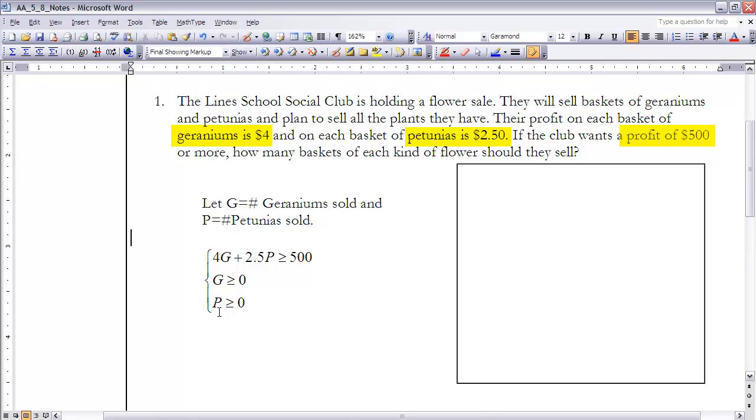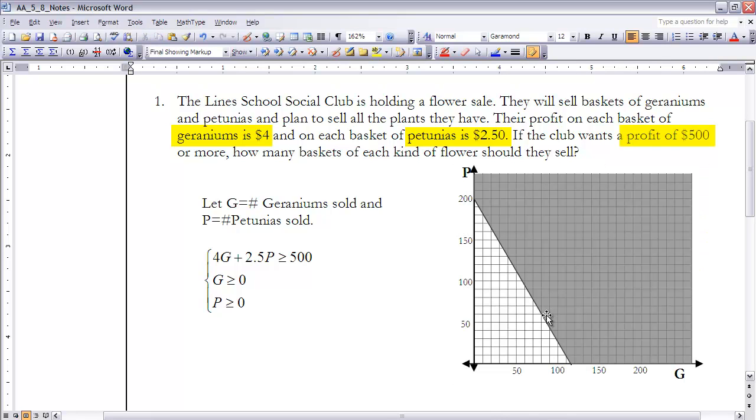Then the next thing I'm going to do is graph that system, because the only way I can show all of these, since there's an infinite number of possibilities here and it's not limiting how many they could sell, is to show that region graphically. So I'm going to graph each of these lines and shade in the region that would represent the feasible region.